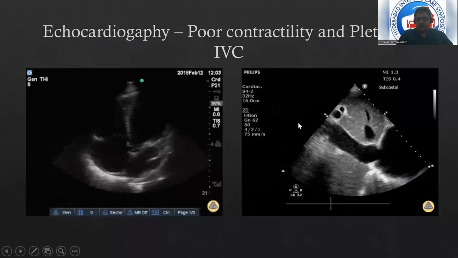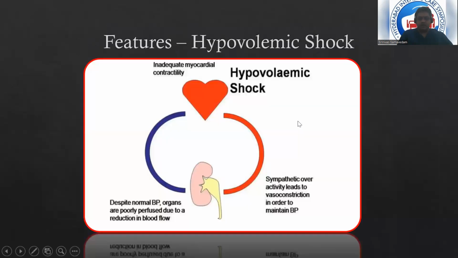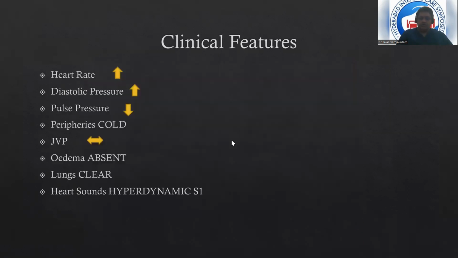So this is the picture of a patient with cardiogenic shock. When you look at hypovolemic shock, which should be the easiest to treat and where mortality should be zero in good units, again, there is a sympathetic overactivity, but because of the low filling pressure, the heart contractility goes down. So this is again compensated by an increase in heart rate, but unlike distributive shock, here the peripheries are cold, the diastolic pressure is increased, therefore the pulse pressure is narrow.